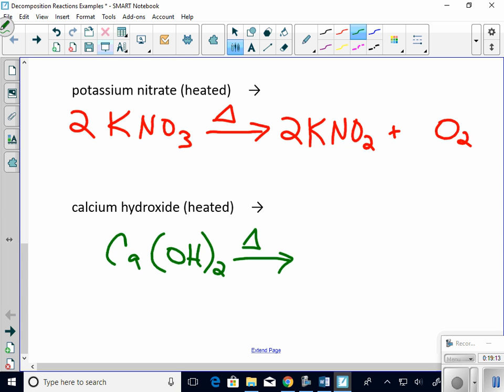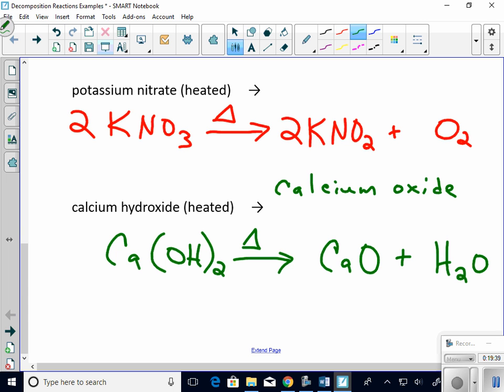What is my metal? Calcium. So I'm forming calcium oxide. I felt like I already formed calcium oxide up at the top, didn't I? Okay, it is CaO, and it tells me also water. Am I balanced? Absolutely.